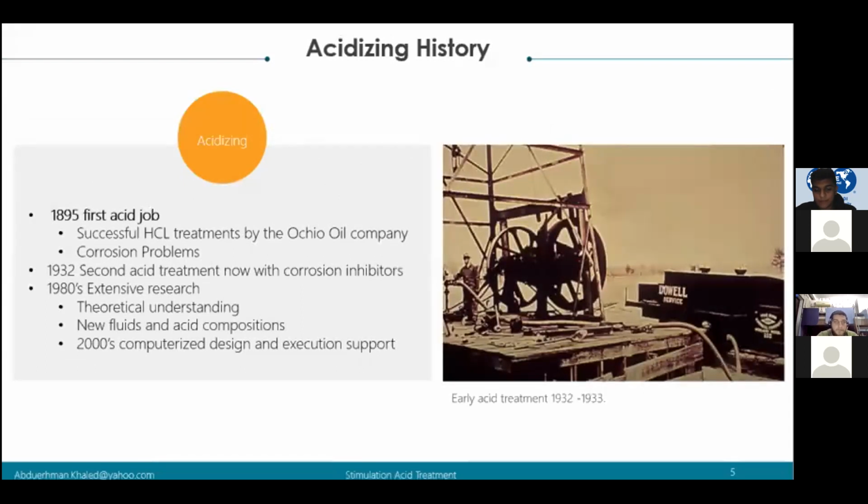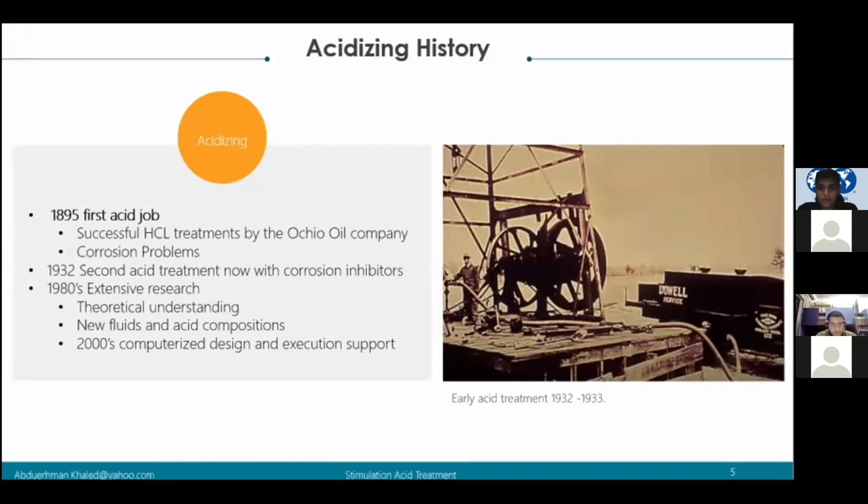Here we have the history of acid. In fact, acidizing is not exactly a new technology. The first acid treatment was done in 1895 by the Ohio Oil Company, and it was fairly successful. They used a hydrochloric acid treatment. But the thing is, they had corrosion problems. In essence, they forgot that iron and steel are soluble in hydrochloric acid, and they experienced severe problems in tubing. So it took almost another 40 years before the second acid treatment was done.